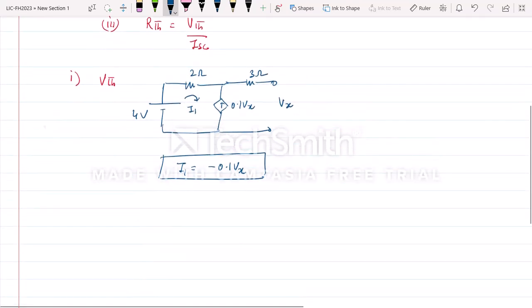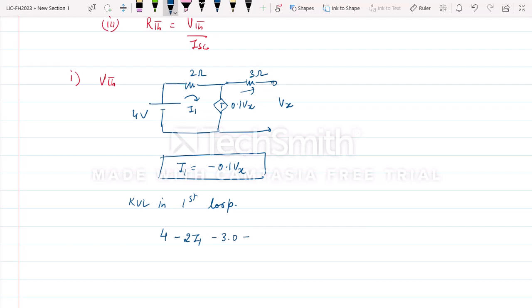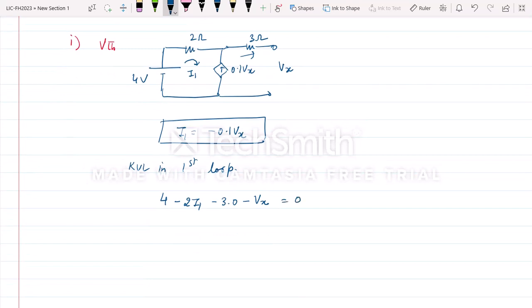Now we can apply KVL in the outer loop, moving in the clockwise direction. 4 minus 2 I1, and then the current here is 0, so minus 3 into 0, minus Vx. Because this voltage is Vx. KVL says that the sum of voltages in a loop is 0. This is equation number 1 and this is equation 2.